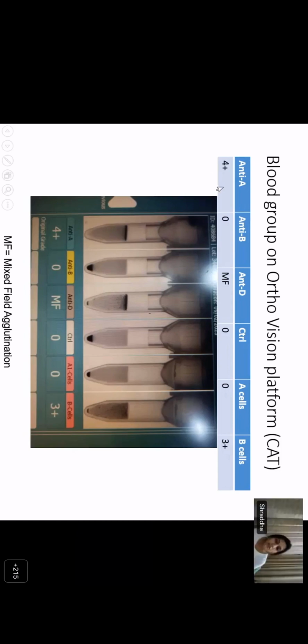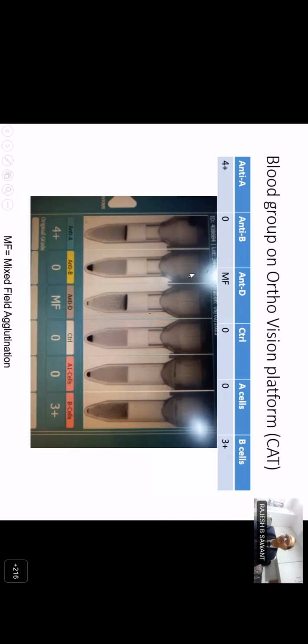So anti-A is showing strong reactivity. Correct. And also anti-B is showing mixed field agglutination, that is mild reactivity seen there. And also the reverse testing is showing anti-B antibodies. Correct. So forward reverse, is it matching? Yes, sir. It is matching. So there is no ABO discrepancy as such, right?